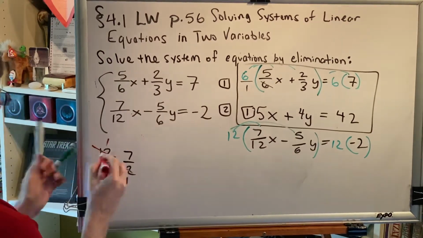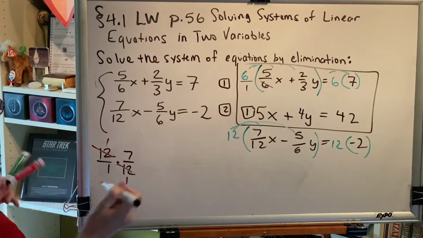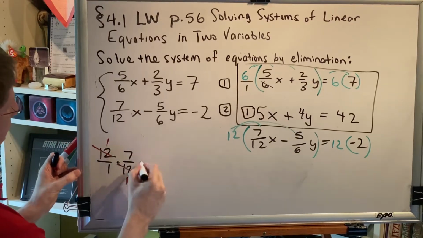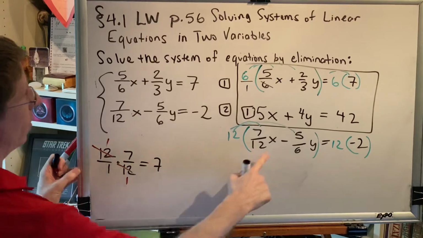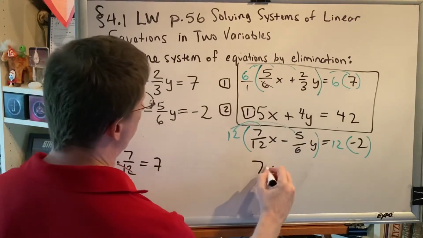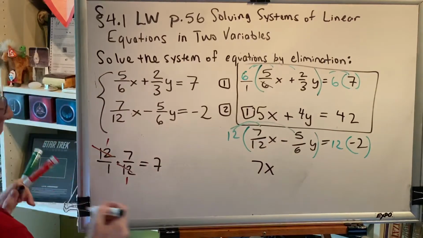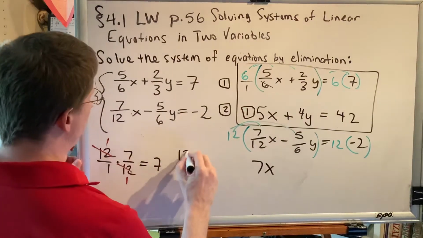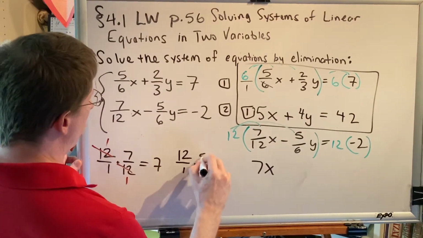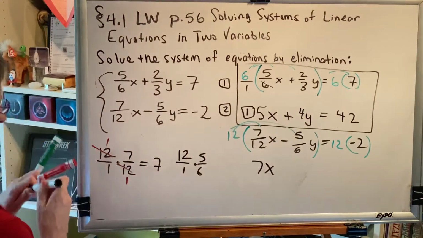These 12's cancel. They both become a 1. Anything times 1 is itself. Anything divided by 1 is itself. So this is just 7. And then, of course, we still have the x. So this is 7x. 12 times 5/6 is the same thing as 12 over 1 times 5/6.